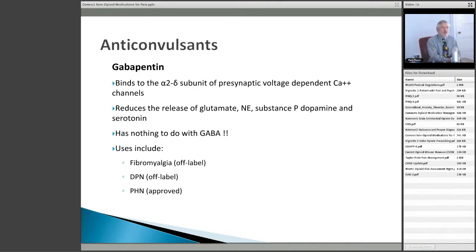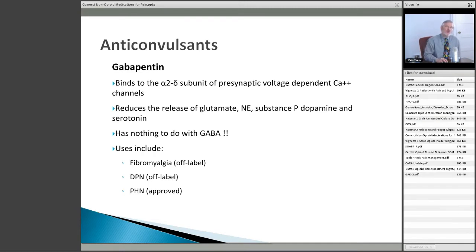Let's talk about the ones we use the most. Gabapentin, I told you how that worked. I showed you on the cartoon how it inhibits calcium influx. By inhibiting the calcium influx and preventing lysis of those bags of neurotransmitters, you don't get release of these very active neurotransmitters into the synapse, like glutamate, norepinephrine, substance P, dopamine, serotonin. All these things get reduced in the synapse when you use these drugs.